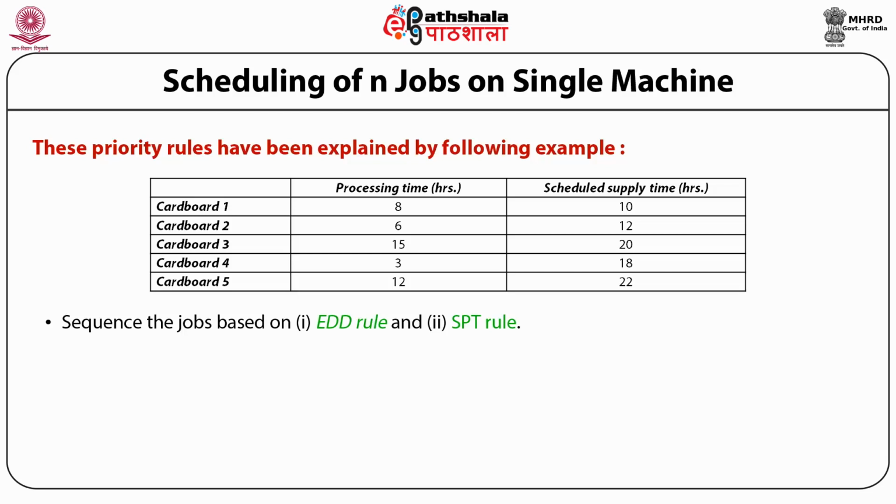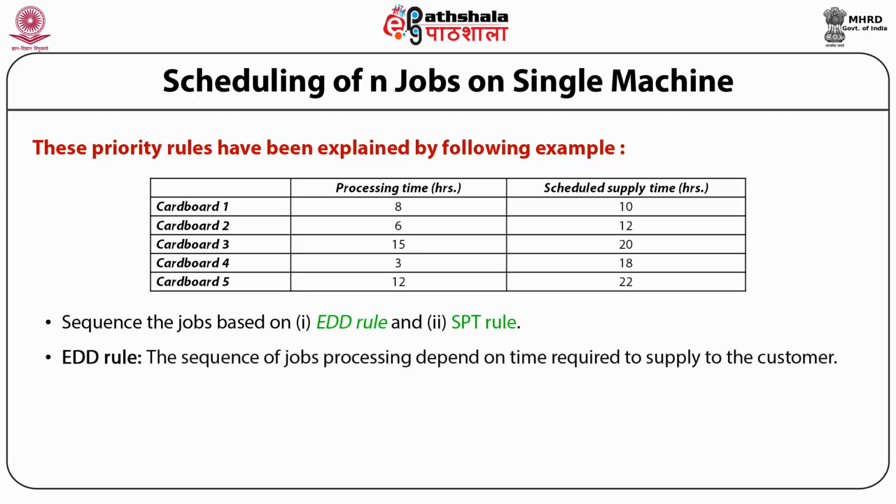Cardboard 1: processing time 8 hours, scheduled supply time 10 hours. Cardboard 2: processing time 6 hours, scheduled supply time 12 hours. Cardboard 3: processing time 15 hours, scheduled supply time 20 hours. Cardboard 4: processing time 3 hours, scheduled supply time 18 hours. Cardboard 5: processing time 12 hours and scheduled supply time 22 hours.